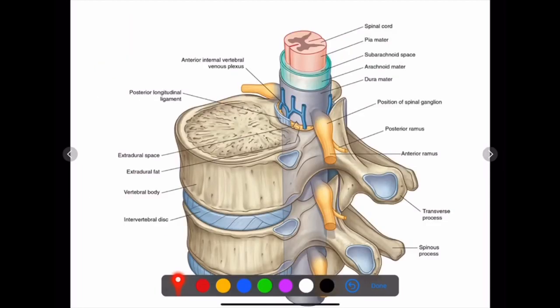This is a picture of the vertebral canal and the vertebrae and the intervertebral disc between them, showing the spinal cord within the vertebral canal, covered by 3 meninges: the pia mater, the arachnoid mater, and the dura mater.